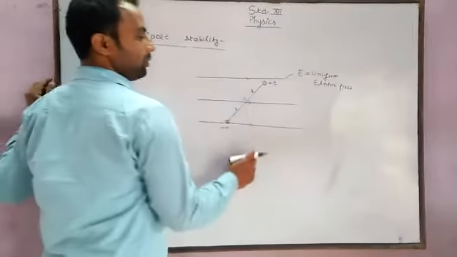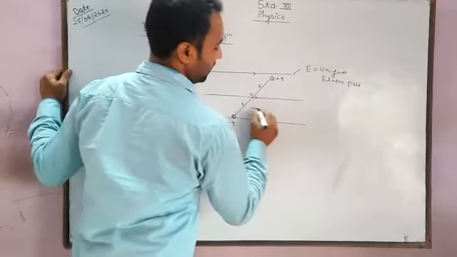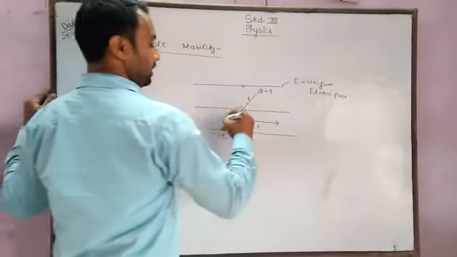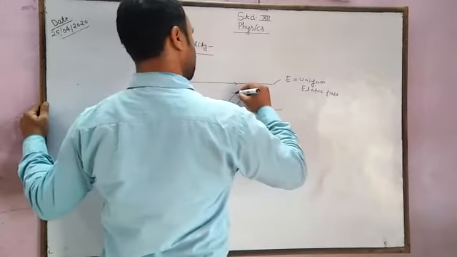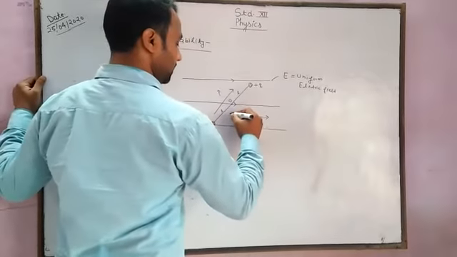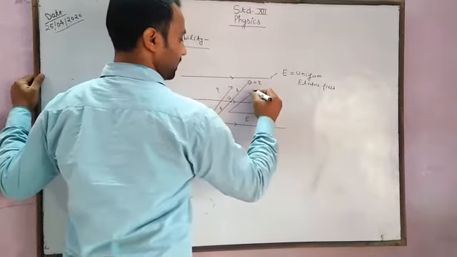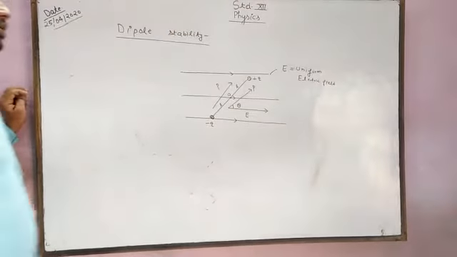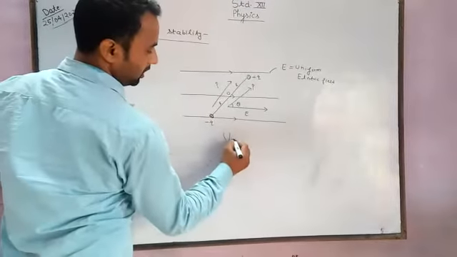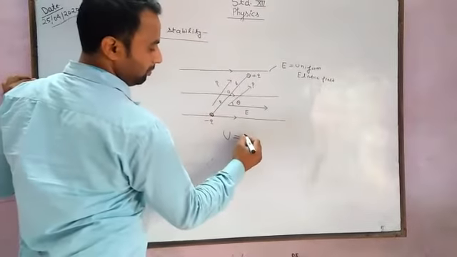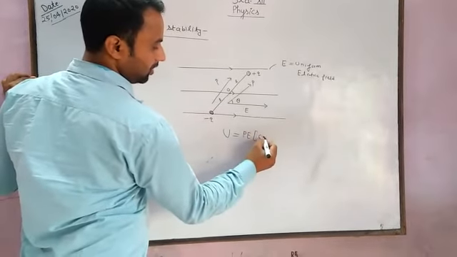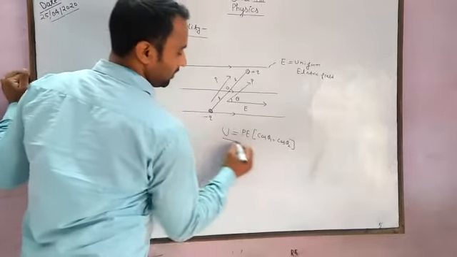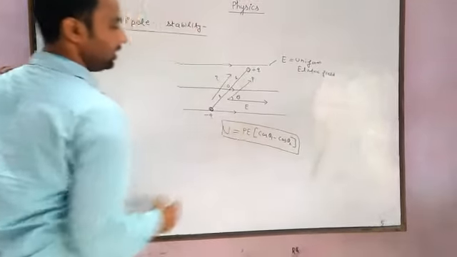If we place this dipole in this condition, what is the direction of the electric field? The direction of the electric field is this. What is the direction of the dipole? Negative to positive. This is the direction of the dipole P. The angle between them is theta. What is the formula for the potential energy of the dipole? U is equal to PE (cos theta 1 minus cos theta 2). This is the formula for the potential energy.